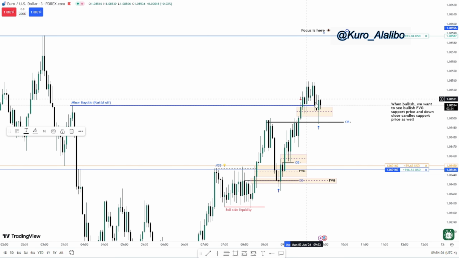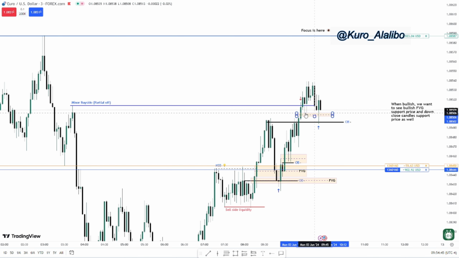Literally, this could be another trade. This retracement back into the fair value gap would be another trade right there. But I won't be adding more to my position. But this in itself is another trade.